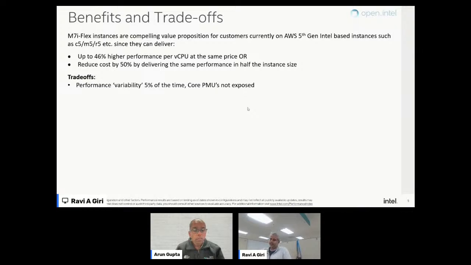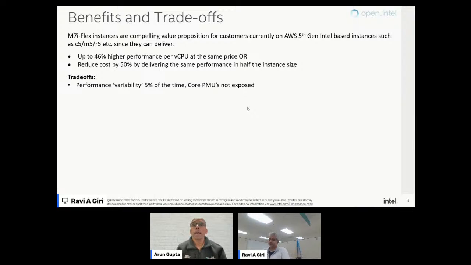And I think more importantly, the way I look at it is rather than looking at it as 5% cheaper than M7i, which is new, if you compare to M5, which a lot of customers are still on, the C5 M5 generation, you get up to 46% higher performance at the same price as in the C5 M5. Because from M6i to M5 there was no price difference, and from M7i Flex to M6i to M5, there's no price difference. So you could either get the 46% higher performance or you reduce cost by nearly half by using half the instance size to deliver the same performance.